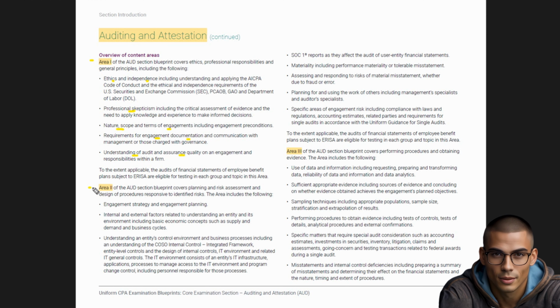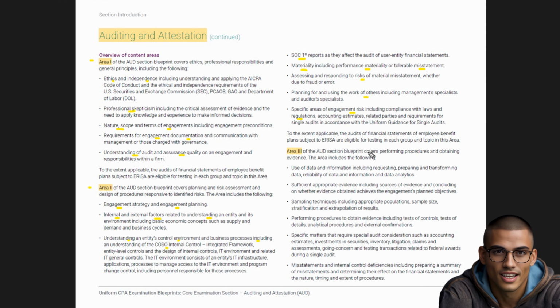For area 2 of the exam, this is going to focus on engagement strategy and engagement planning, internal and external factors related to understanding an entity, and understanding an entity's control environment and business processes, including an understanding of the Committee of Sponsoring Organizations Internal Control Integrated Framework. Area 2 also includes an understanding of SOC 1 reports, materiality, including the performance materiality and tolerable misstatements, assessing and responding to risks of material misstatements, whether due to fraud or error, planning for and using the work of others, and specific areas of engagement risk, including compliance with laws and regulations.